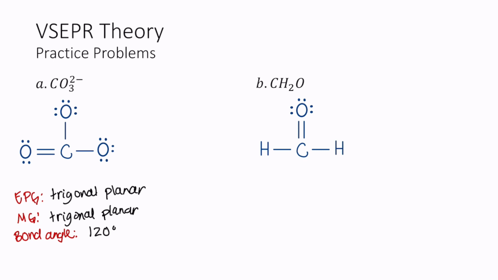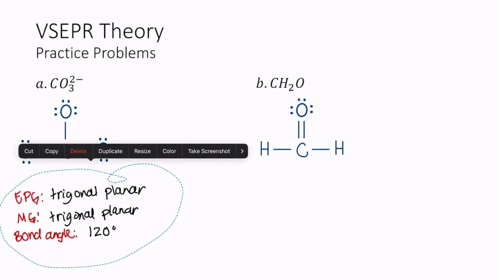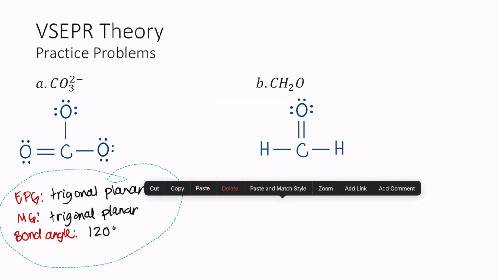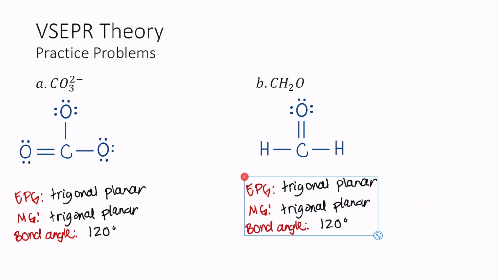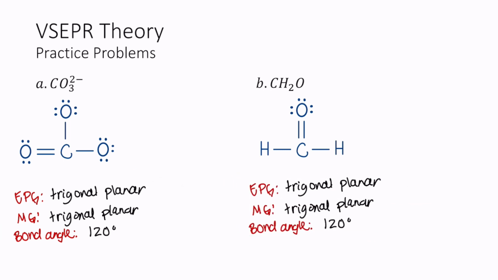I hope you can see that these carbons in these 2 different molecules look very similar. Notice we have 1 double bond and 2 single bonds. So everything is going to be the same. My electron pair geometry is going to be trigonal planar. My molecular geometry is trigonal planar. And my bond angle is going to be 120 degrees.